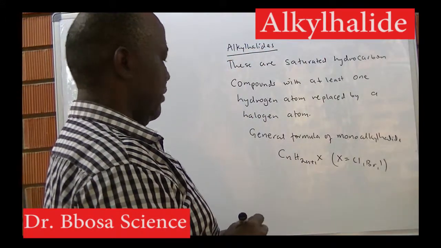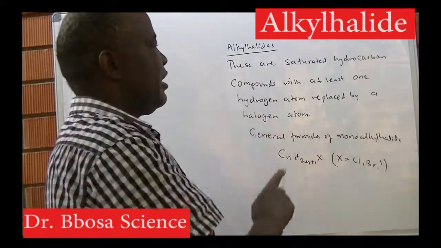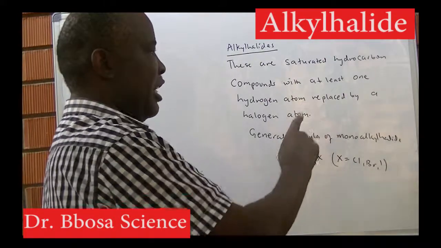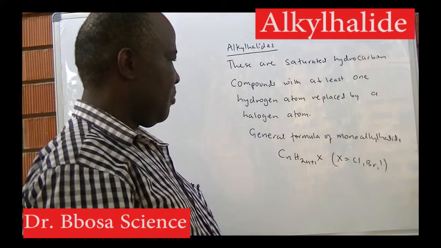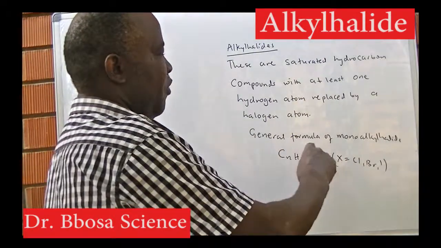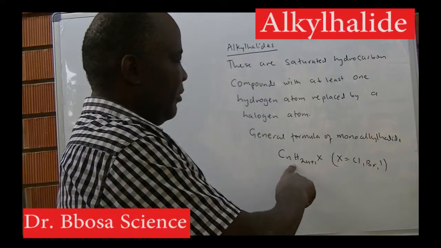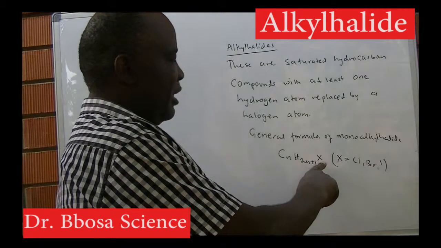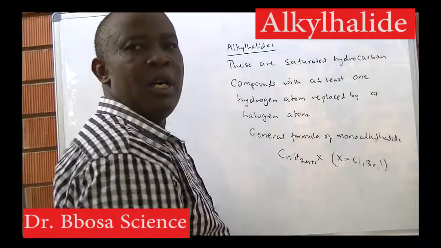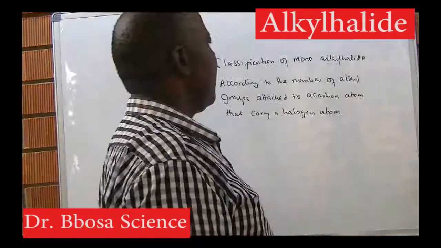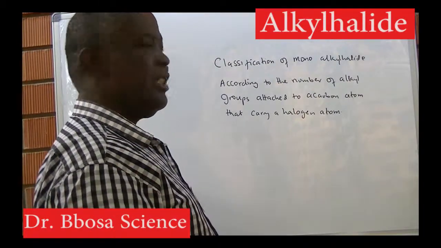Alkyl halides. These are saturated hydrocarbon compounds with at least one hydrogen atom replaced by a halogen atom. General formula of mono alkyl halide: CnH2n+1X, where X can be chlorine, bromine, or iodine atoms. Classification of mono alkyl halides.